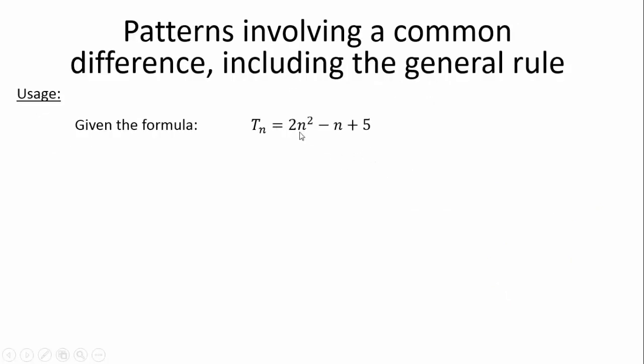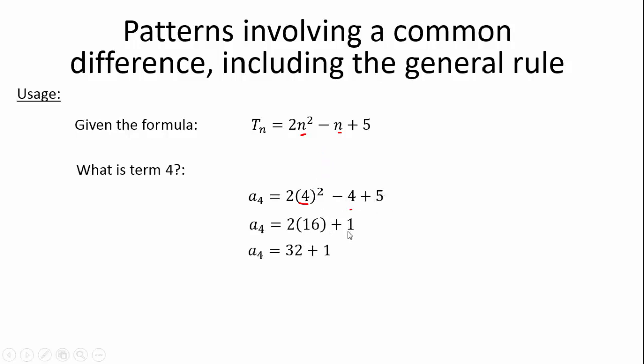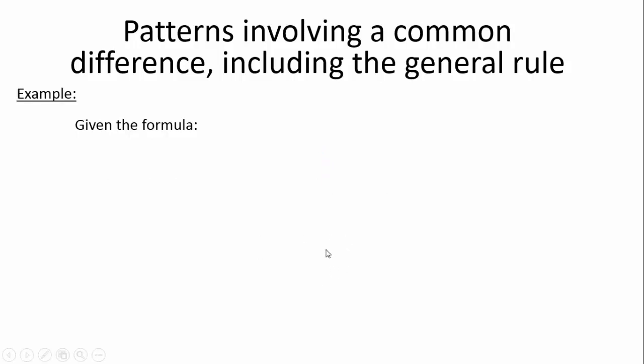So let's look at this formula. 2n squared minus n plus 5. And I ask you, what is the fourth term? So you're still able to do this, even if we don't know the general formula. A4 is equal to 2. Remember, we've made n is equal to 4. We put 4 there. 4, 4. What is 4 squared? 16. So we have 2 times 16, minus 4 plus 5 is 1. 2 times 16 is 32, plus 1 is 33.